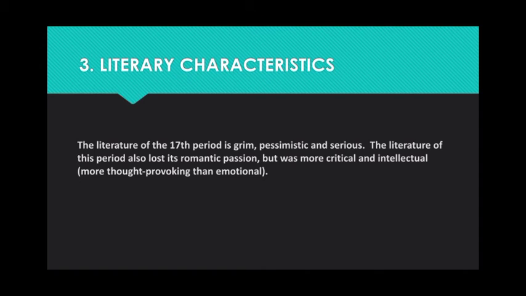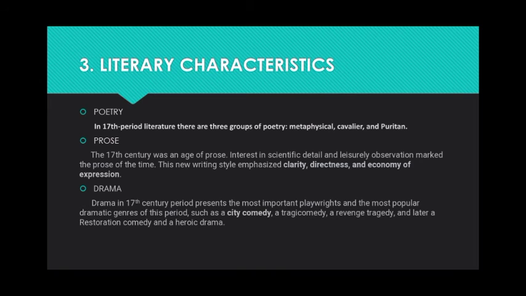Next are the literary characteristics. The literature of the 17th century is grim, pessimistic, and serious. The literature of this period also lost its romantic passion, but was more critical and intellectual, more thought-provoking than emotional. For poetry in 17th century literature, there are three groups: metaphysical, cavalier, and puritan.